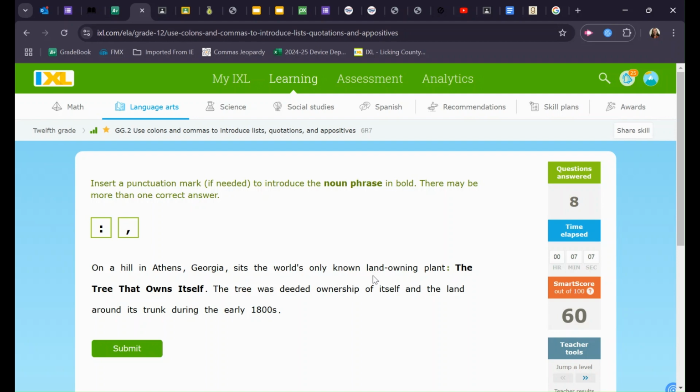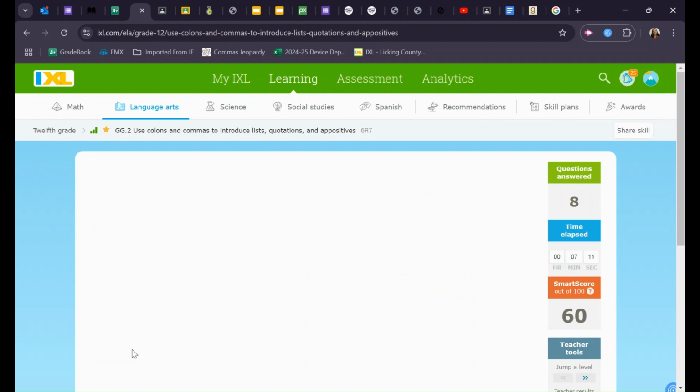Now, I suppose you could also use a comma, but I think a colon is going to work a little better here.